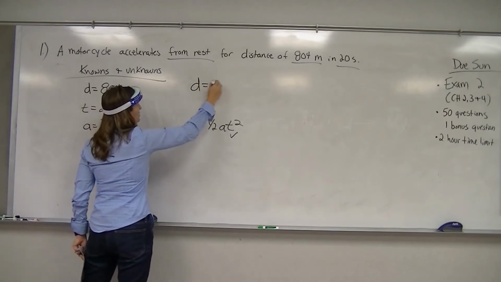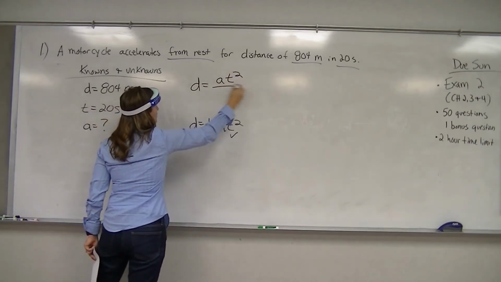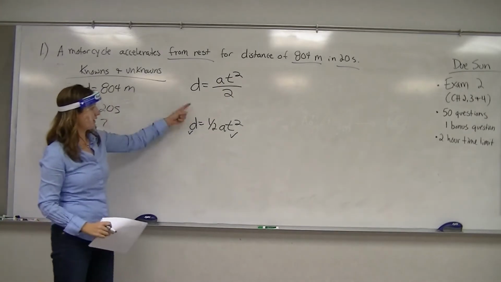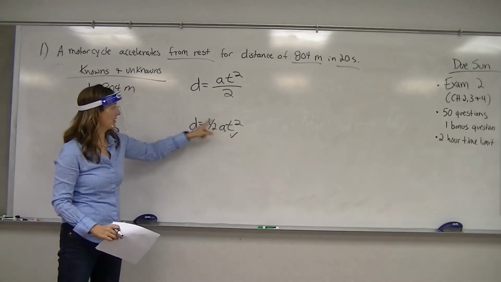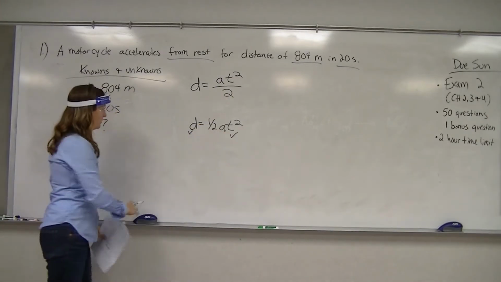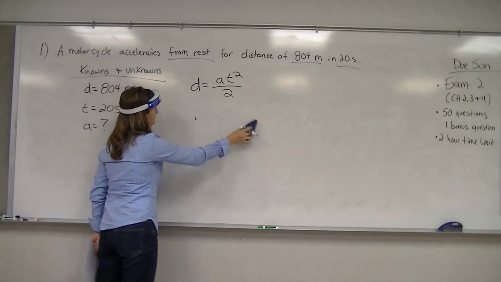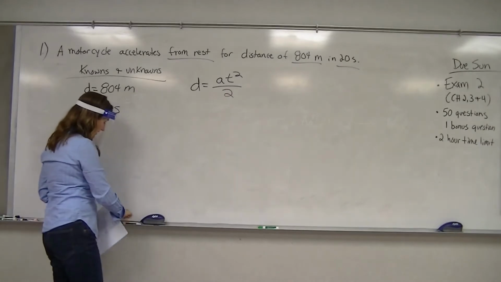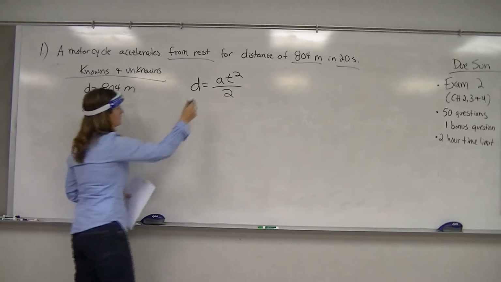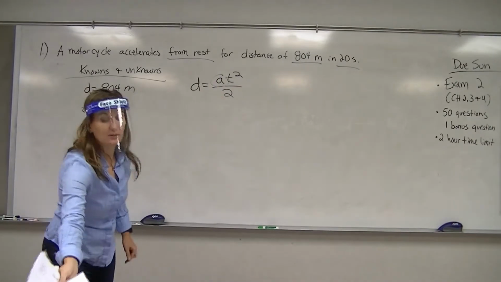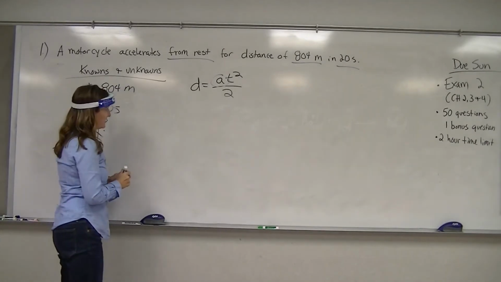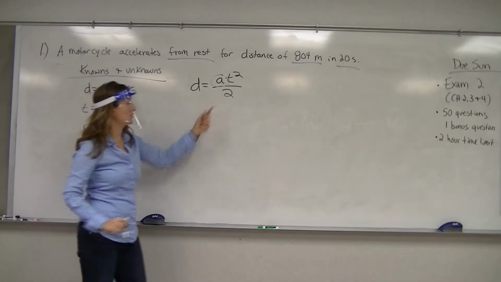I'm going to rewrite this equation. D is equal to AT squared over 2. It's the same thing. I just put the A and the T in the numerator and left the 2 in the denominator. This is just going to help me rearrange it when I write it in that form. So the goal is to get A by itself. All right, so to get A by itself, I need to get rid of the 2.